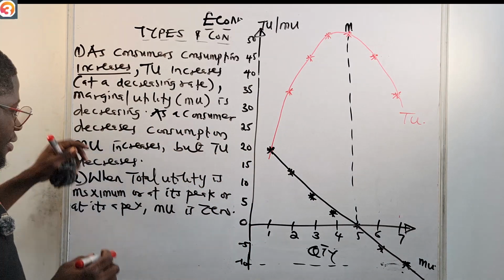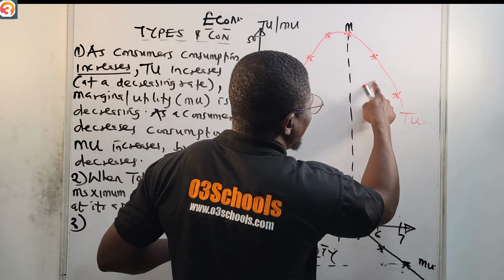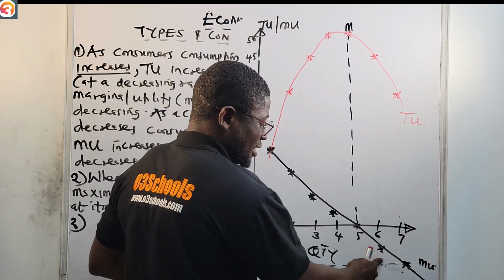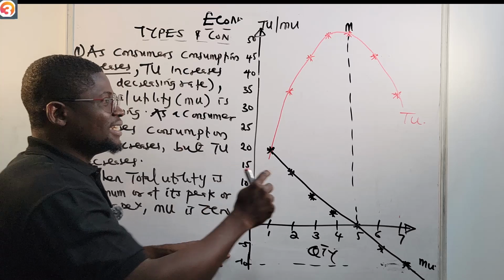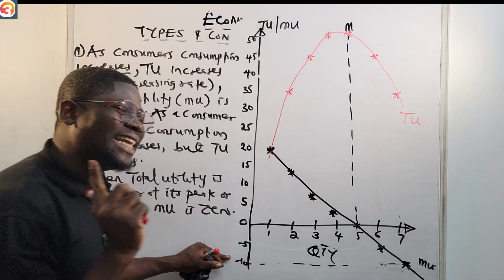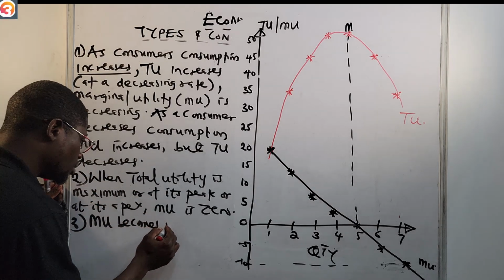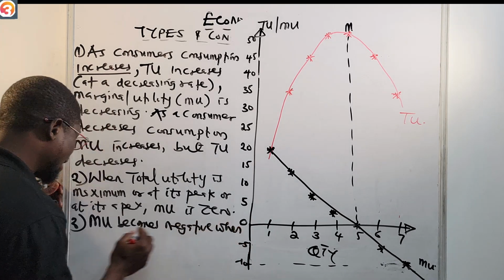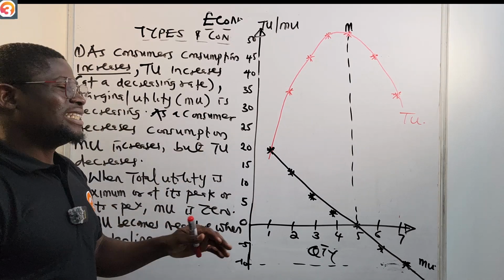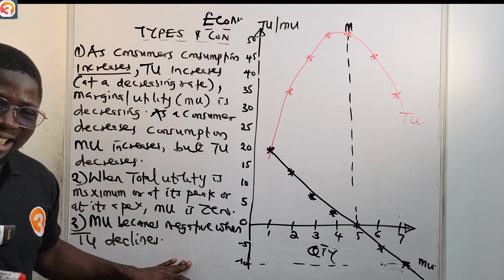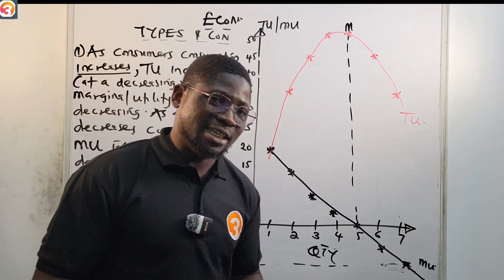Now let us go to number three. The third thing we deduce from this graph is that as total utility declines, what happens to the marginal utility? You see the values of marginal utility. Are they not in the negative zone? So as total utility is declining, marginal utility becomes negative. So MU becomes negative when TU, total utility, declines. You see that in your past question now, and you appreciate it. So that curve we saw at the very beginning of the class, we are going to what?